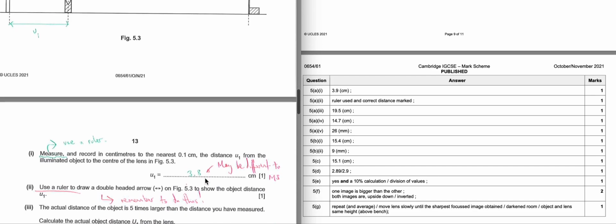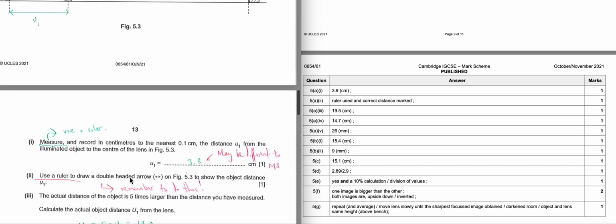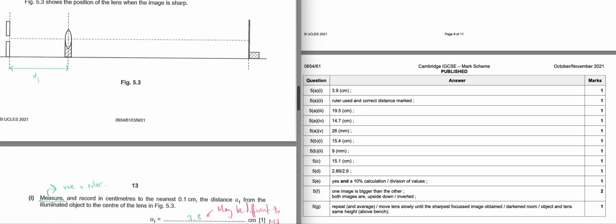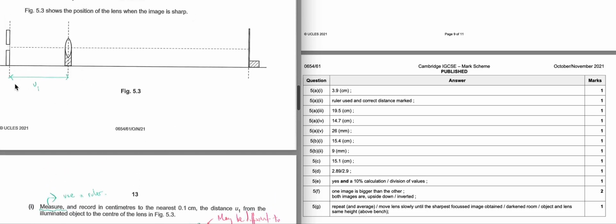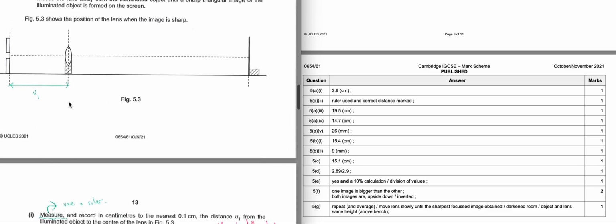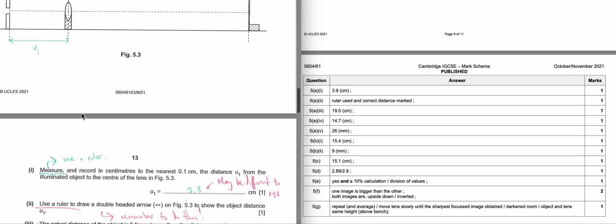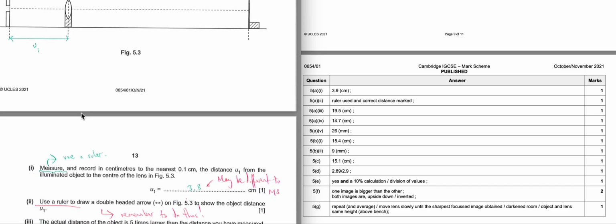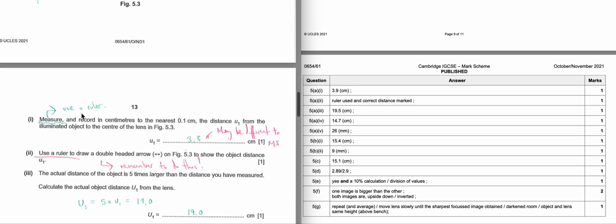The next question, I'm asked to use a ruler to draw a double-headed arrow to show the distance. That's literally just the distance that we just measured. I've used a ruler, clearly I've drawn a straight line, and that again is important. Do not just draw this randomly by hand. After this is simply a bunch of calculations.